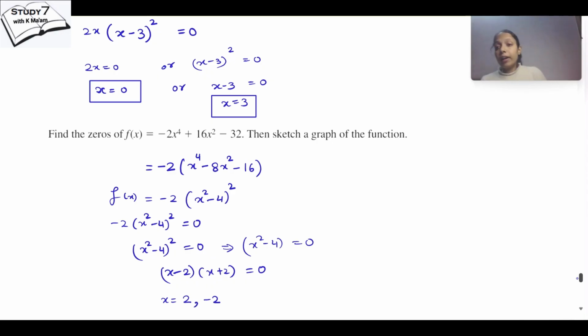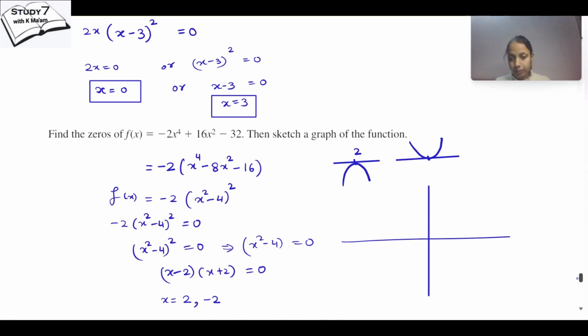Whenever a root is repeated, every repeated root has this kind of curve at that point. Suppose this is point 2. Either your curve will be like this at 2 or the curve will be like this. It's a U shape for that particular root. It's an even root. Whenever a root is repeated an even number of times, you will get this curve. Let's start it. Minus 2 and 2. We learn the end behavior also.